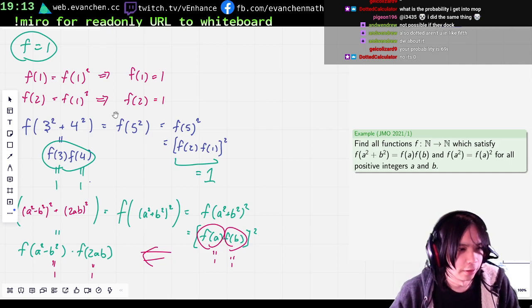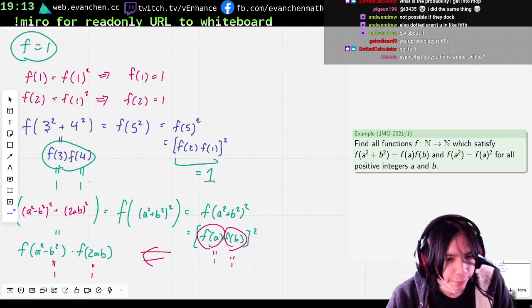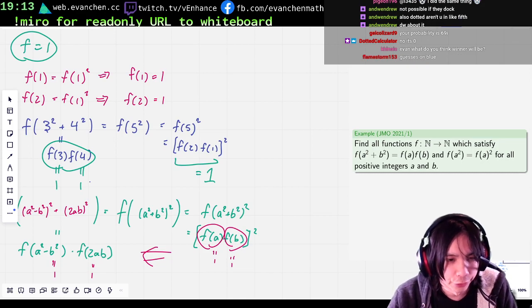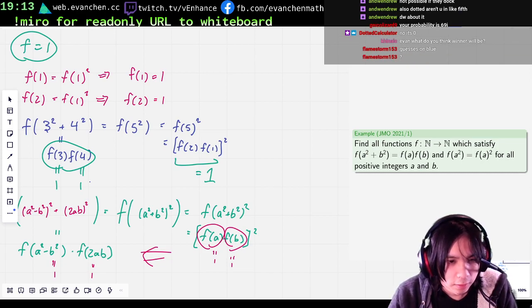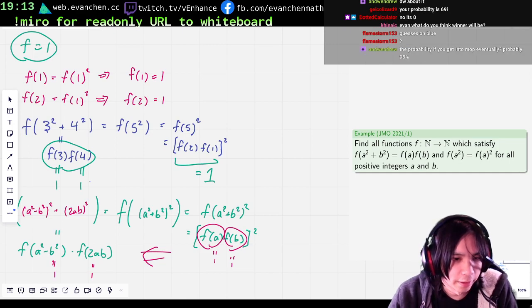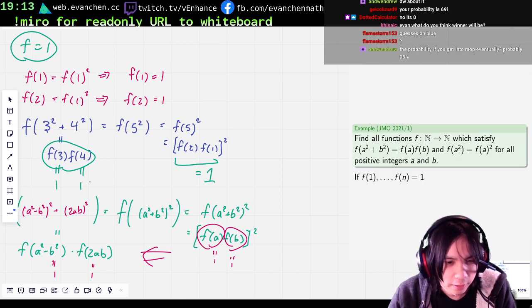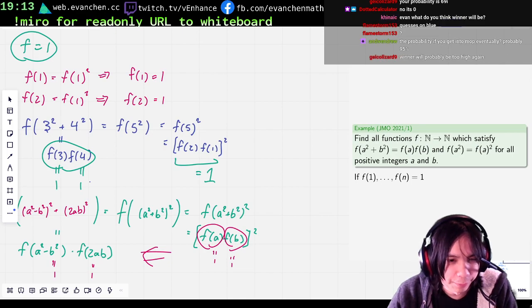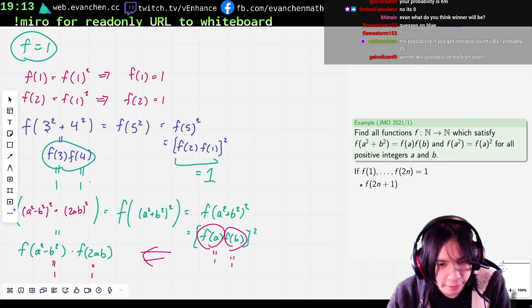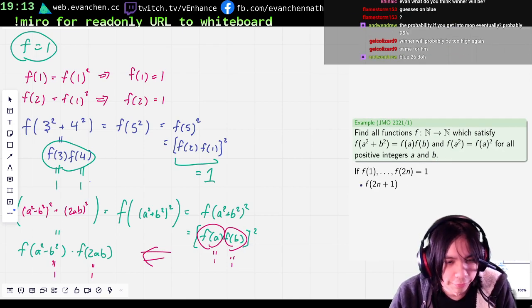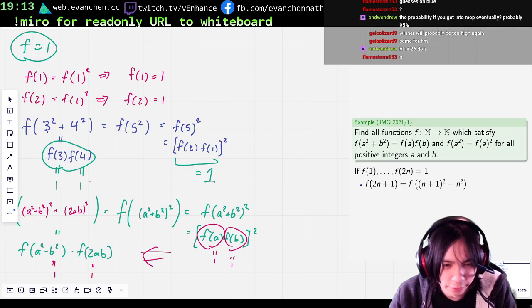And that's basically good enough for the induction, because what happens is if you know f of 1 through f of n, say, are all 1, then f of 2n plus 1 is equal to f of n plus 1 squared minus n squared, and f of 2n plus 2 is like f of 2 times 1 times n plus 1.